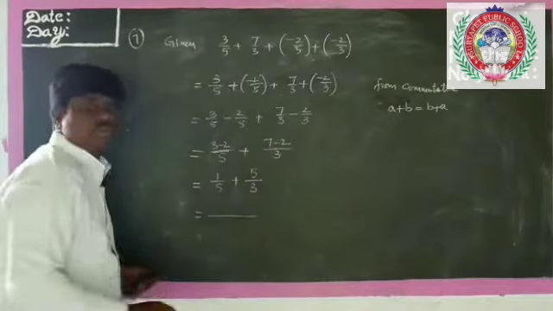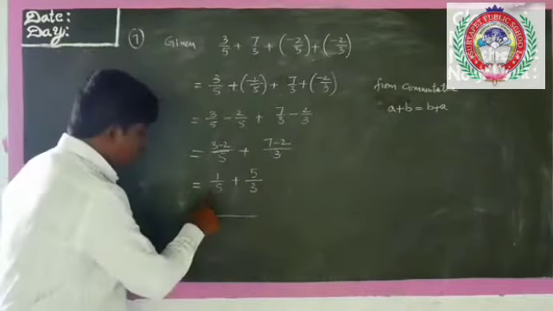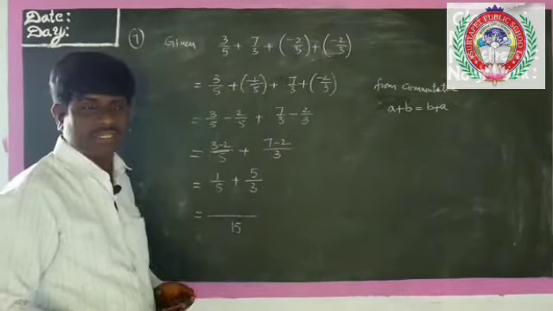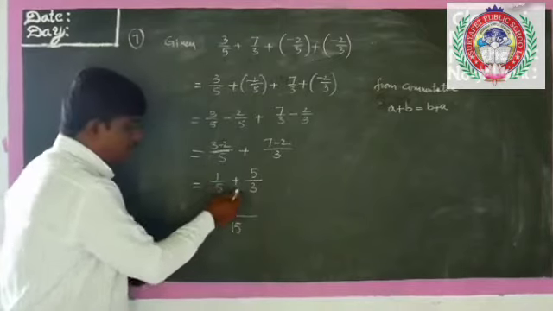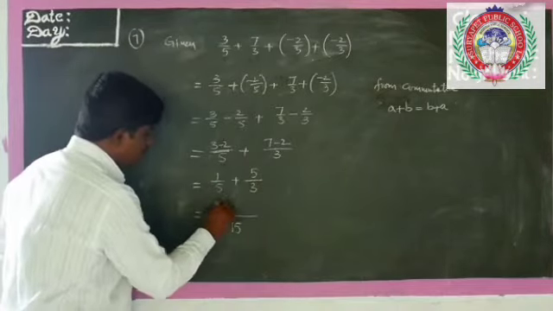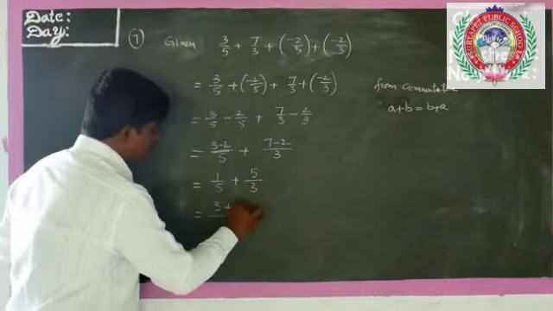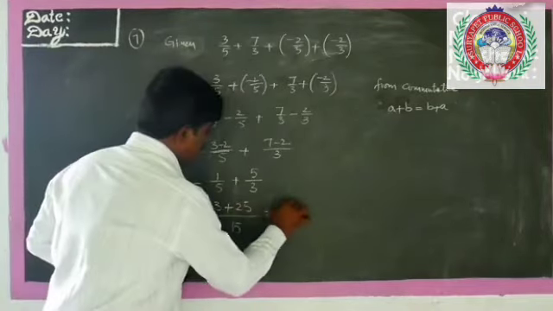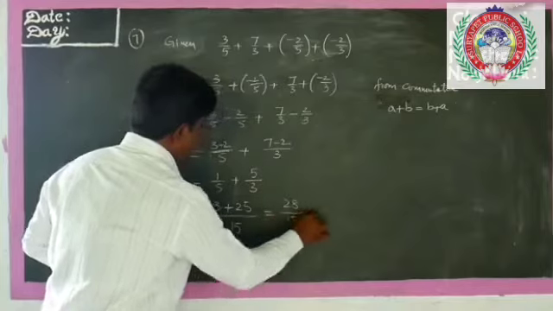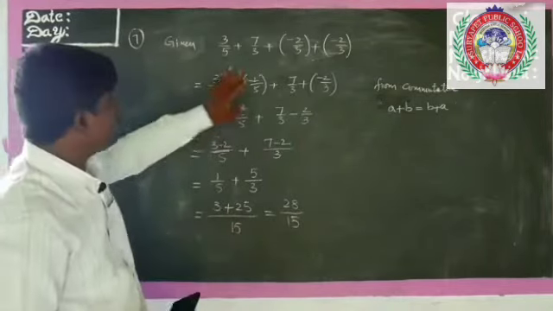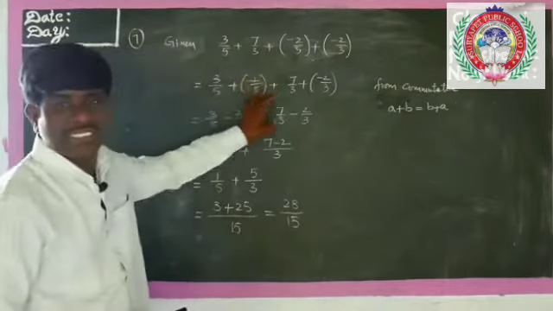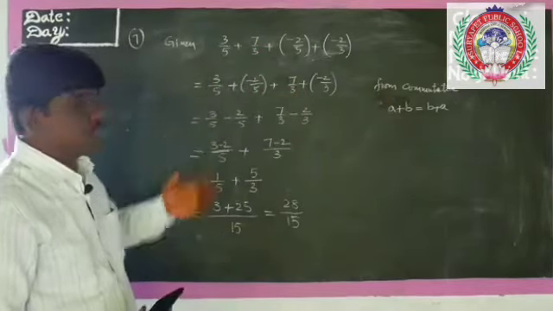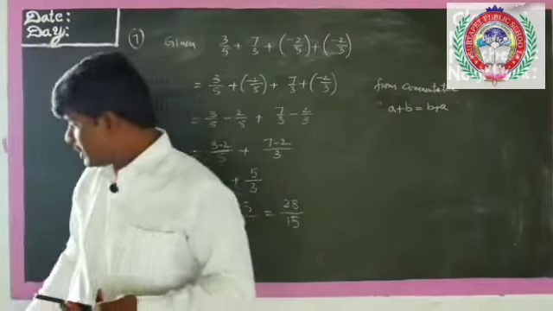How can we add two rational numbers? Very simple. Multiply two denominators and write their product as the whole denominator. After that, take cross multiplication. 3 ones are 3 plus 5 fives are 25. So here the answer is 25 plus 3, 28 divided by 15. So by rearranging these two numbers using the commutative property, we find the value of the given mathematical expression.